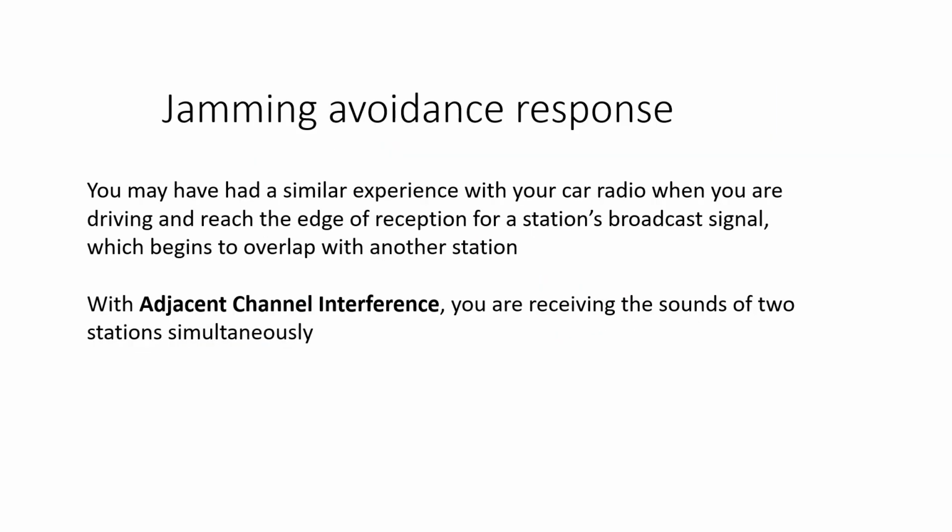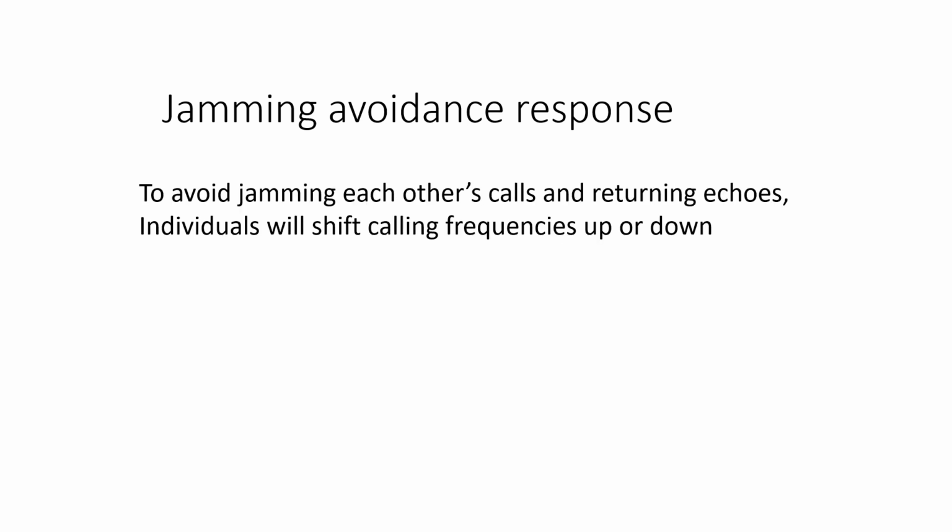You may have had a similar experience with your car radio when you're driving and reach the edge of the reception for a station's signal, and then it overlaps with another station. In radio parlance, this is called adjacent channel interference. You're receiving the sounds of two stations simultaneously, and it's very difficult to make out either one. To avoid jamming each other's signals and returning echoes, the individuals of the same species will shift calling frequencies up or down.